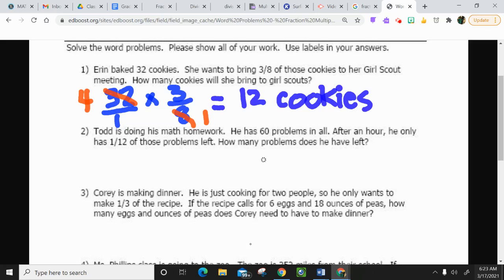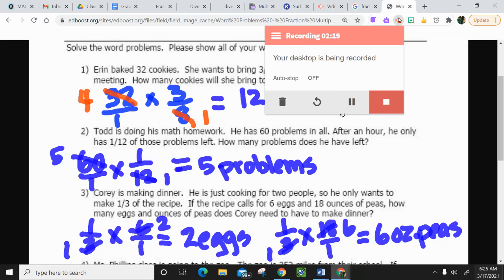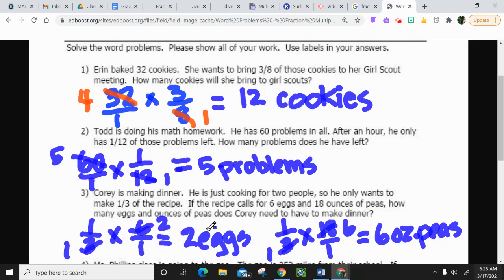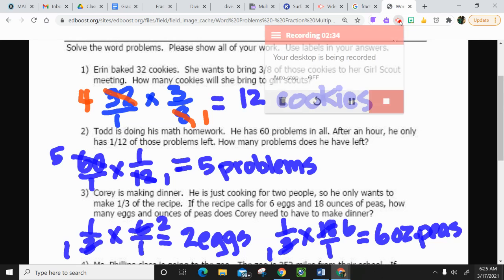You already know we're multiplying. So go ahead and see if you can get 2 and 3, and we'll move on to a couple with fraction by fraction multiplication. Okay, so we have 5 problems here and 6 ounces of peas for your answer for Corey. You can pause and look at the work. Next up, we'll have fraction by fraction word problems.